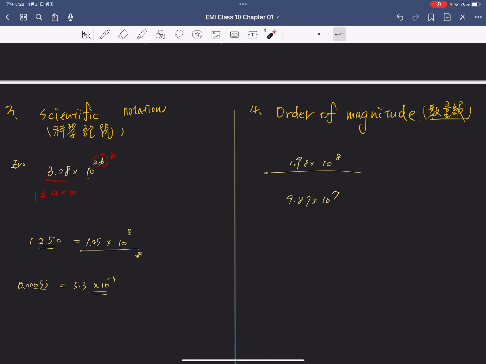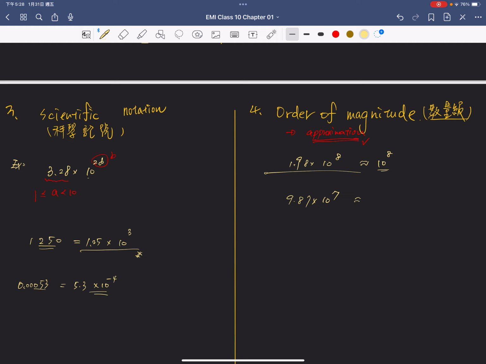However, this is an approximation. So the order of magnitude is actually about doing the approximation. Okay, what we want to do is the approximation. So 1.989 times this one, and actually it's nearly the approximation, just like the 10^8.